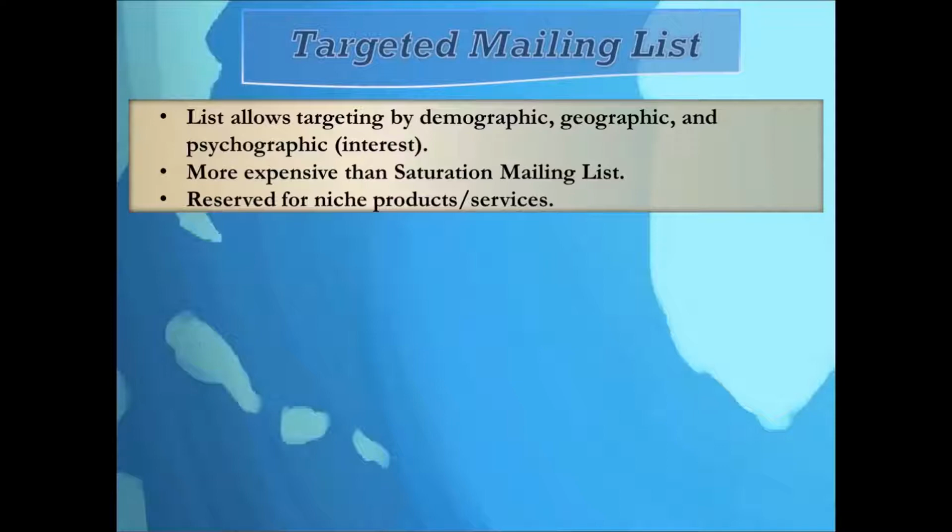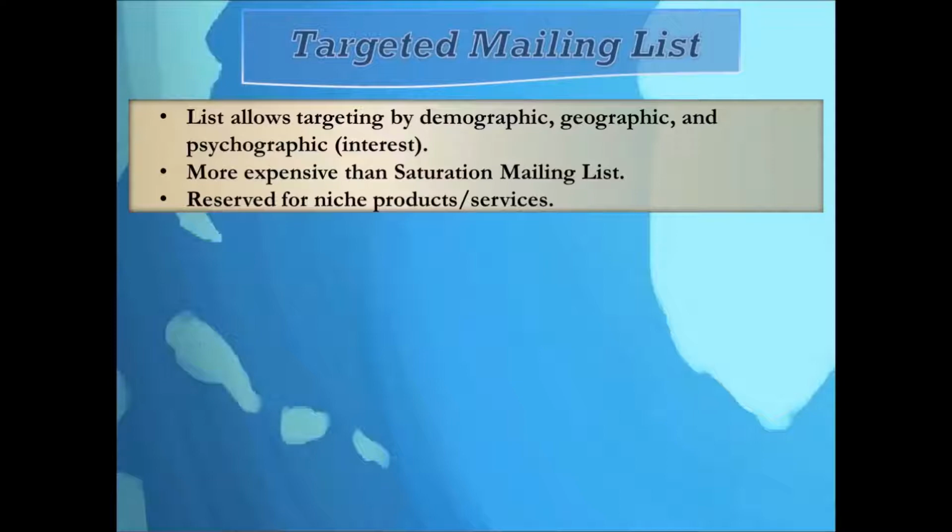A targeted mailing list allows you to target your audience by demographic, geographic, and psychographic, or interest. An example of this can be to advertise to a 20-year-old male who is single and enjoys playing golf. A targeted mailing list is more expensive than a saturation mailing list because of its ability to target consumers. You can find a mailing list for almost anything: pet owner mailing list, business mailing list, renter mailing list, house owner mailing list, and much more.